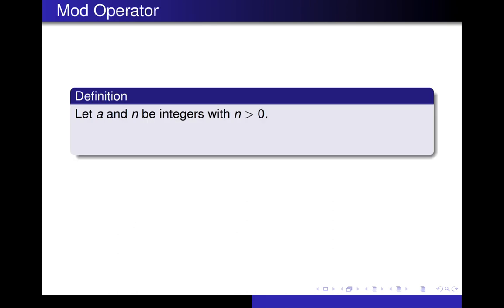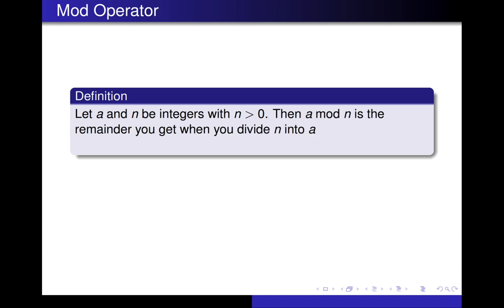Alright, so remember about the mod operator. We have a and n are integers, where n is a positive integer. Then we say that a mod n is the remainder that you get when you divide n into a, or looked at from another perspective, you can think of it as the remainder you get when you divide a by n.